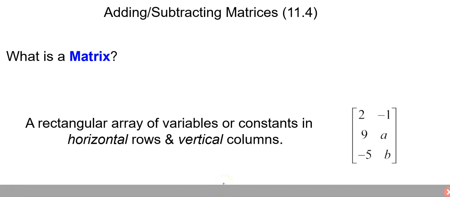Okay, so today we're going to learn about matrices. What is a matrix? It's not the movie The Matrix. This is the formal definition: it's a rectangular array of variables. You can see right over here, this is a matrix. It has 6 entries in it. Some of those are numbers, some of those are variables. They're arranged in horizontal and vertical rows and columns, and that's what a matrix is.